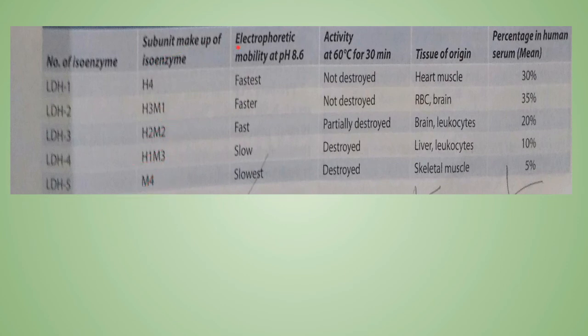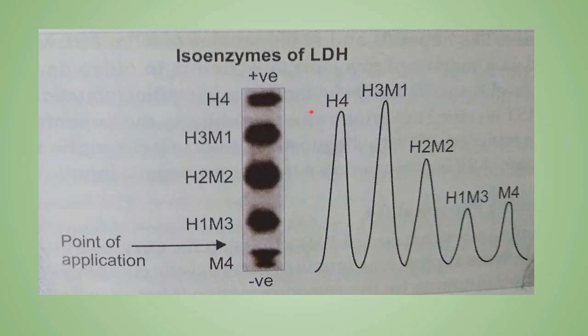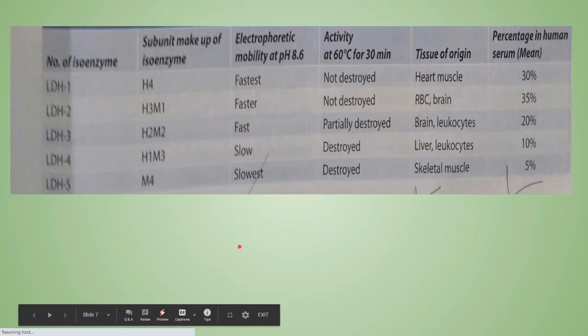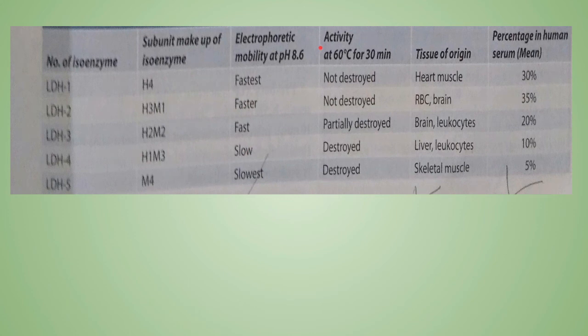According to the electrophoretic mobility at pH 8.6 in the cellulose acetate electrophoresis method, the fastest one is H4. I told you before, this is the diagram. So H4 will be the highest, and as we go down towards M4, the mobility decreases: fastest, faster, fast, slow and slowest. Now activity at 60 degrees Celsius for 30 minutes: the first two LDH are not destroyed, LDH3 is partially destroyed, and the next two are destroyed.